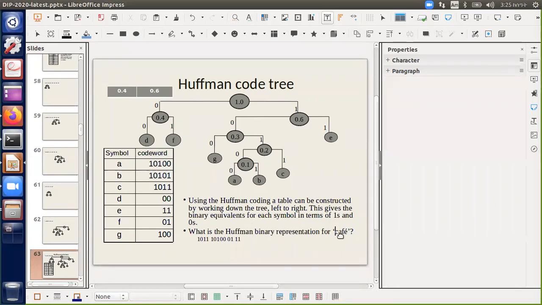What about A? A is assigned 1, 2, 3, 4, 5 bits. What about F? F is assigned 2 bits, 0, 1. What about E? E is assigned 2 bits, 1, 1. So the total bits that we are assigning after compression is 1011, 10100, 0111. That means the total compression from 8 times 4 to 4, 8, 12, 13 bits. So 32 bits is reduced to 13 bits.